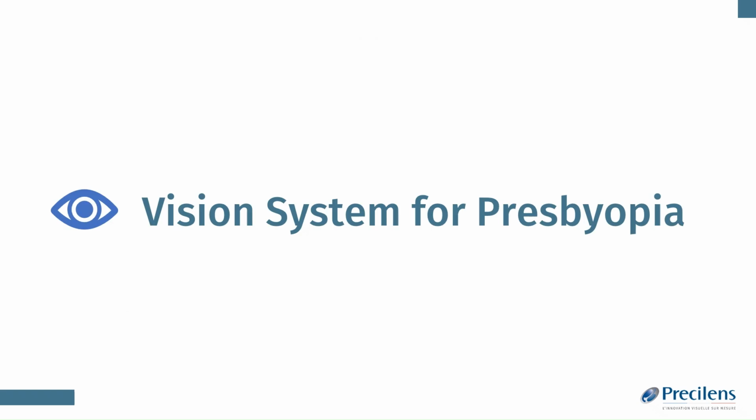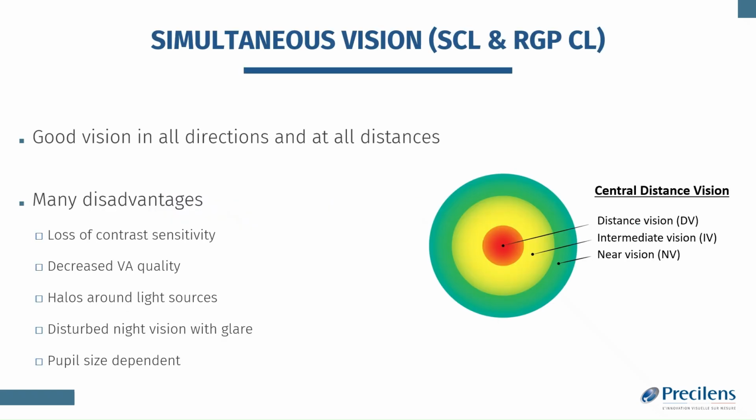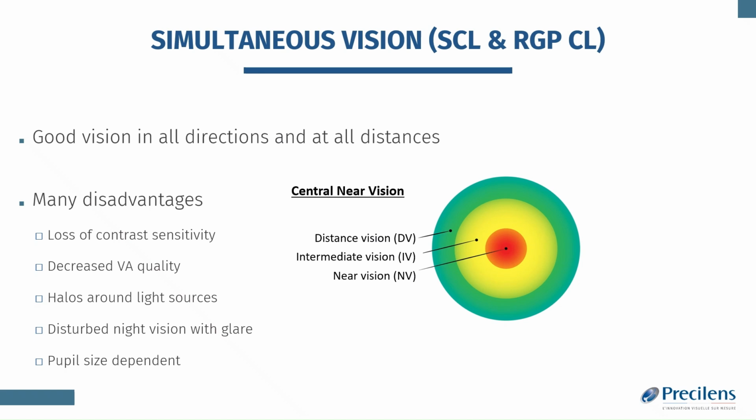Now let's see what vision systems are available in contact lenses. Simultaneous vision is a method applied to all soft multifocal lenses, as well as to a majority of rigid multifocal lenses. This method allows correct vision in all directions and at any distance, thanks to an arrangement of visual areas in concentric circles. It can be central distance vision, to promote the quality of distance vision, or central near vision, to promote near vision. Nevertheless, it has several disadvantages such as decreased contrast sensitivity, decreased visual acuity, halos around light sources, disturbed night vision. It is very dependent on the size of the pupil.